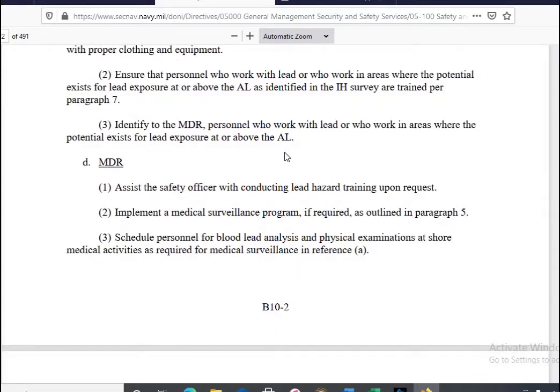And they also report to the medical department who works with lead and what they do about it. So if the medical department ever needs to run like a random on who may be exposed, they'll go to the divos to find out who's working where.